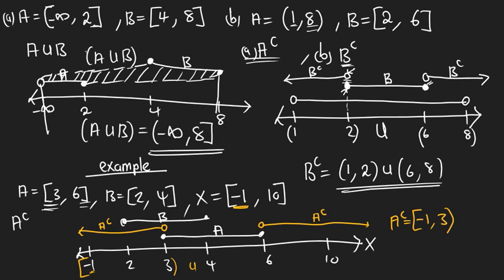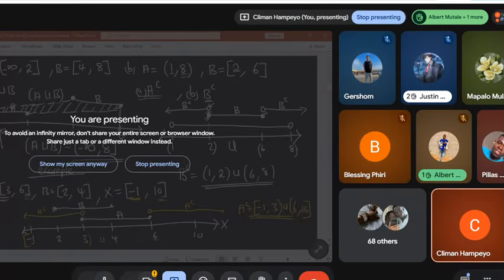Then you say union. You also start from here. How about at 6? What type of brackets are you going to put? Okay. Comma 10. Now 10 was part of the universal. So you put it here. This becomes A complement. Clear now? Clear, very clear. You can do anything now.